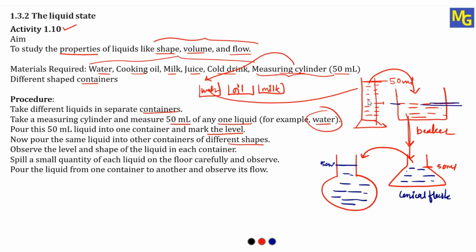When the water was in the measuring cylinder, it took the shape of the measuring cylinder and it was 50 ml. Now when you pour this water into the beaker, it is still 50 ml and it has taken the shape of this beaker. See here. Once we pour the water into the conical flask, it is still 50 ml and it has taken the shape of the conical flask. When we pour the water into the round bottom flask, it has taken the shape of the round bottom flask and still it is 50 ml. So this is the observation.